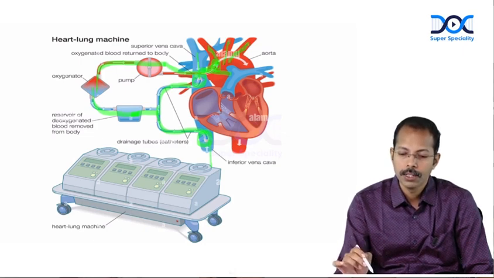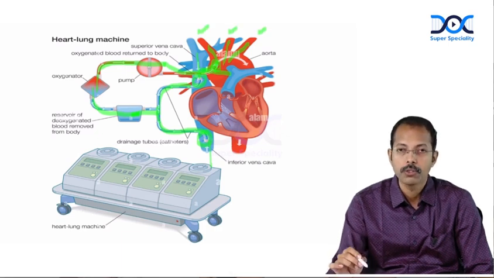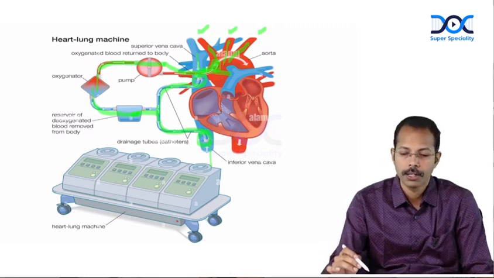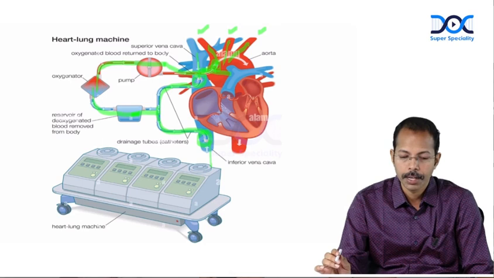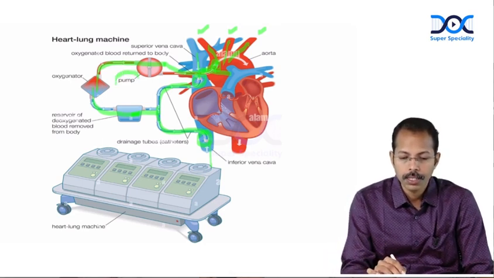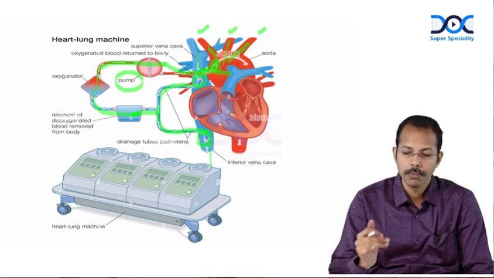arch vessels. So what are the arch vessels? This is the innominate vessel, left common carotid, left subclavian. So through these arch vessels, the whole body perfusion will be carried on. So this is the mechanism behind the heart lung machine. And what is the pump we are using in the heart lung machine? It is the roller pump, which we will be discussing.